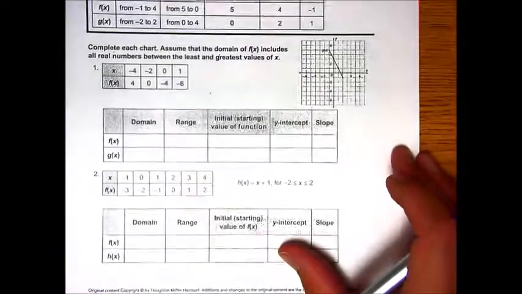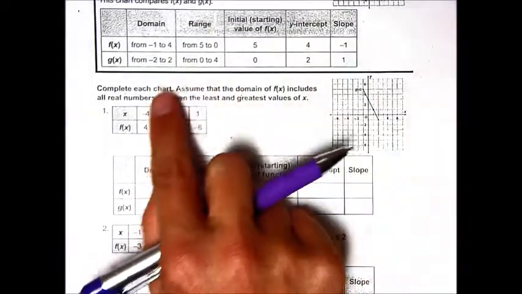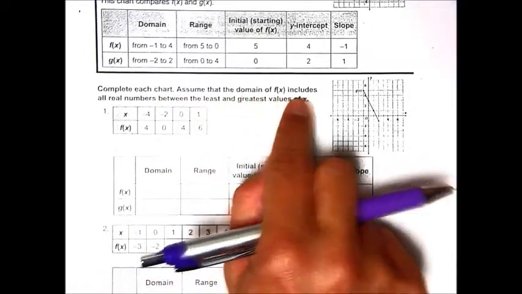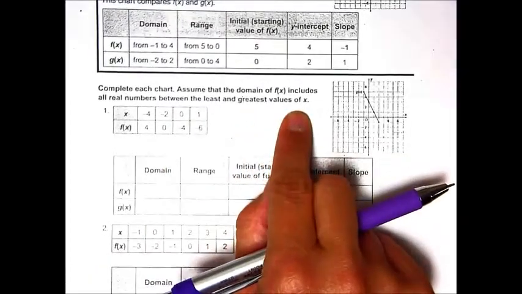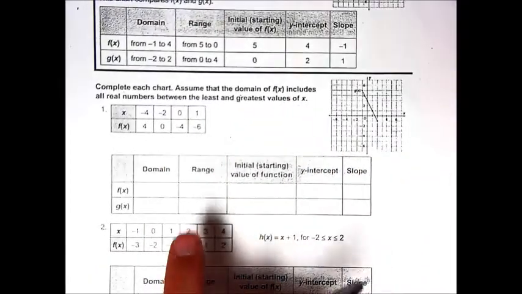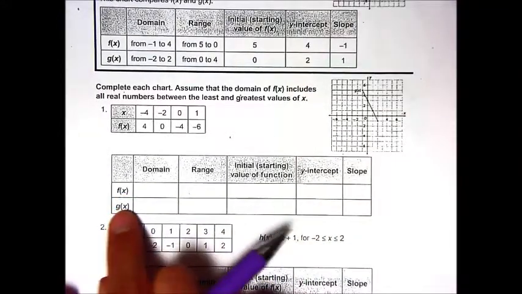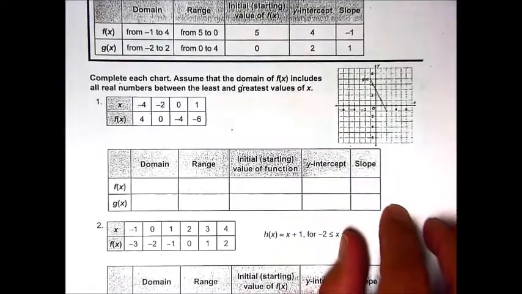So we are going to look at example 1. And they just want us to complete the chart, and assume that the domain of f of x includes all real numbers between the least and greatest values of x. So what they've done in your table is they're going to ask you to complete this table for the function that's called f of x and the function that's called g of x. So basically, that's just like their names.